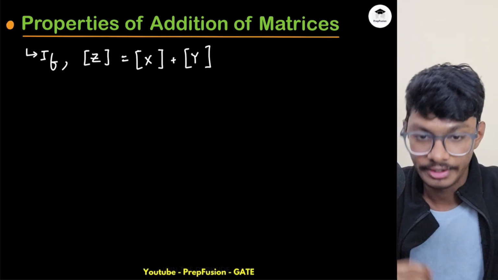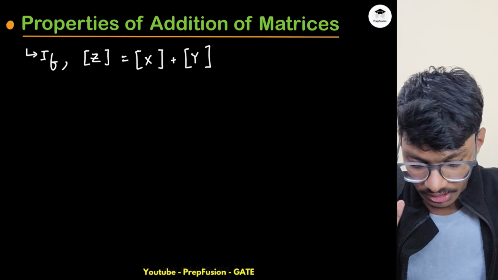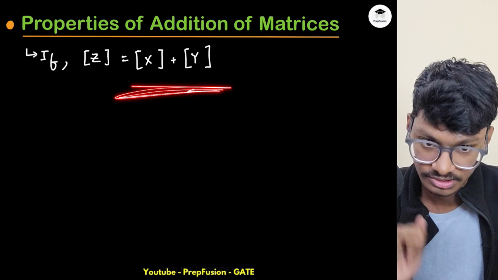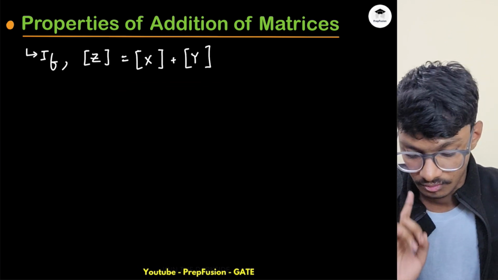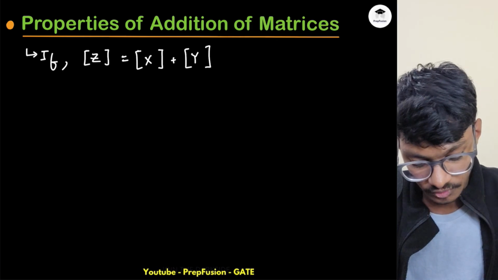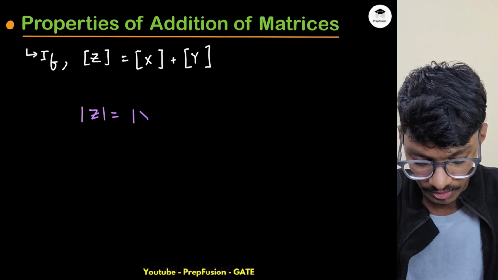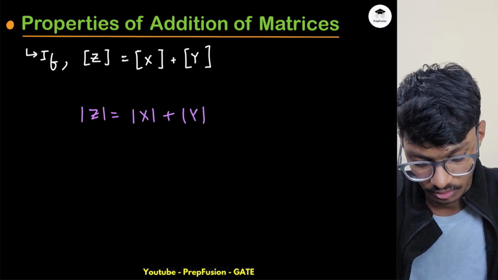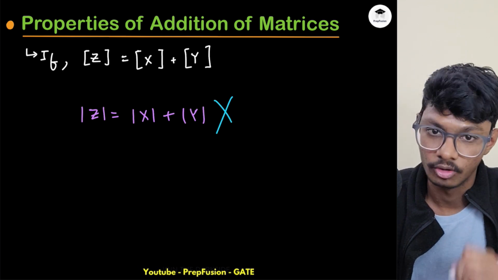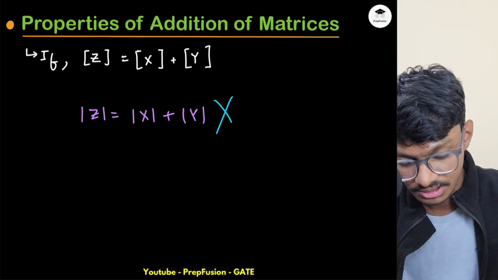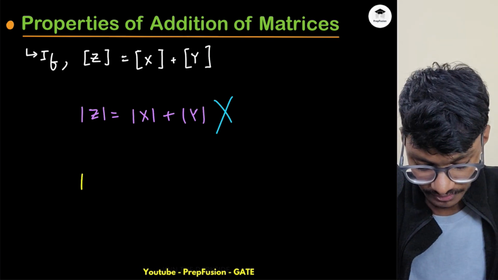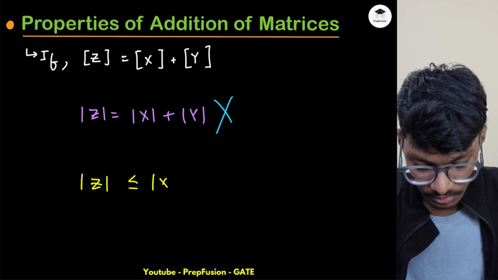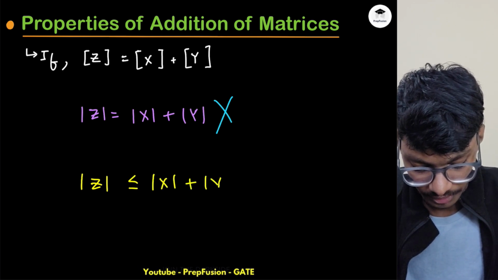Now another property is, if I have a matrix Z which I write as the addition of two matrices X plus Y, then I can say one thing. Students get confused with this, they write that determinant of Z will be equal to determinant of X plus determinant of Y, which is not true at all. What is the case? You have to remember, this is very important. Determinant of Z will be less than or equal to determinant of X plus determinant of Y.